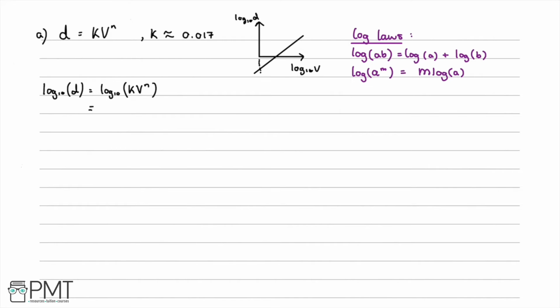So that is going to equal log base 10 of k, and then we add the same log base 10, so log base 10 of v to the power of n. And then we notice we can use our second log law here and take our exponent, in our case n, and place it in front of the log term. So continuing on, we'll have log base 10 of k, and then we add on to that n log base 10 of v, and we know this is equal to log base 10 of d.